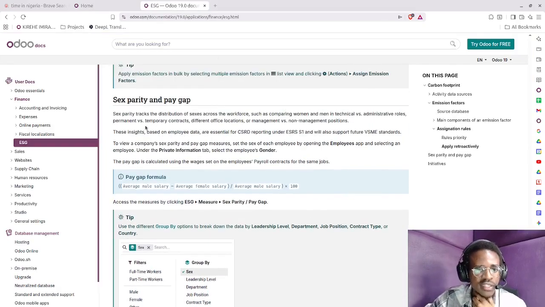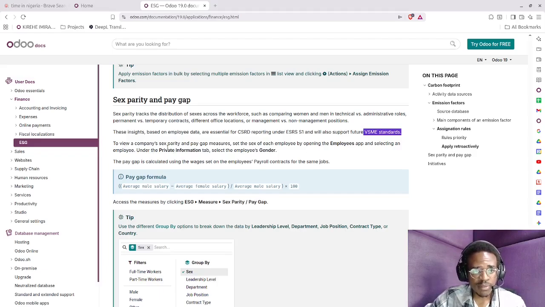So here it says sex parity tracks the distribution of sexes across the workforce, such as comparing women and men in technical versus administrative roles, permanent versus temporary contracts, different office locations, or management versus non-management positions. These insights based on employee data are essential under ESRS S1 and will also support future VSME standards. Now in a future video, we'll do a VSME report and we'll see how it looks.